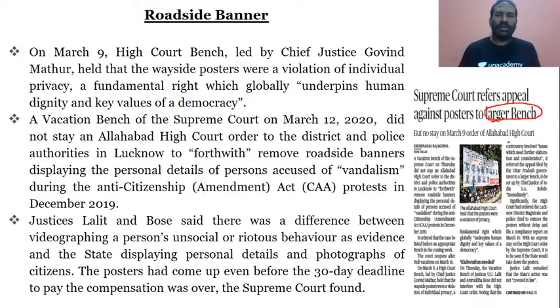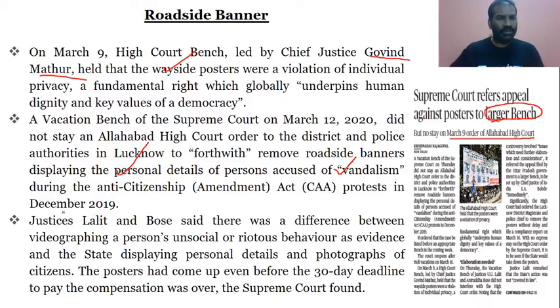So what we will look at is what this is all about. We have seen that on March 9th, the Allahabad High Court gave an order. The Chief Justice of the Allahabad High Court, Govind Mathur, held that there were roadside posters which were displayed carrying the personal details of the persons who were accused in the vandalism. That means they were involved in the anti-CAA protest in December 2019.